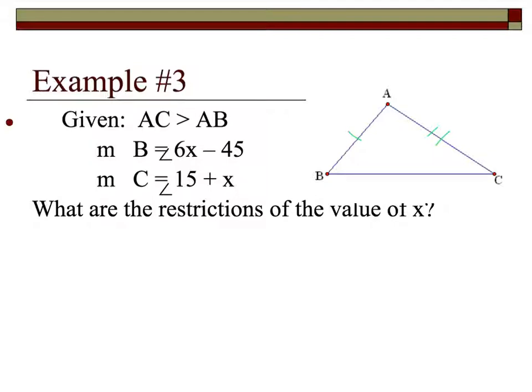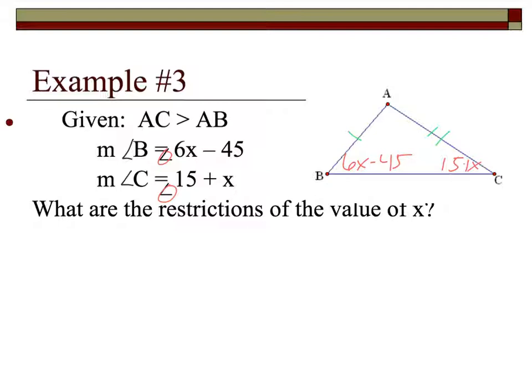Looks like our angles floated away, so these little guys right here and here needed to get back in that spot. All right. It says the measure of angle B is equal to 6x minus 45, and C is 15 plus x. Okay, let me jot those down in there. Let's say 6x minus 45 and 15 plus x.